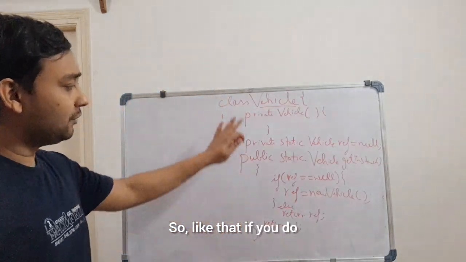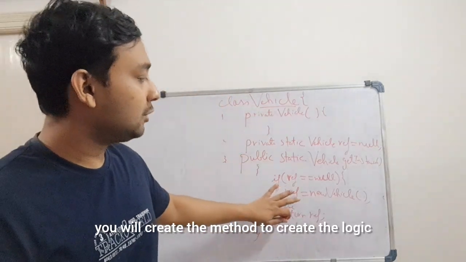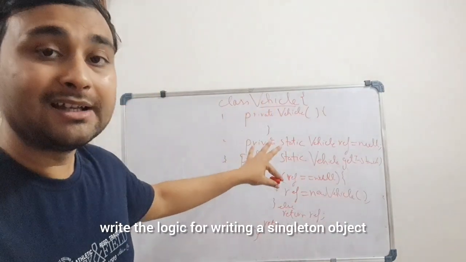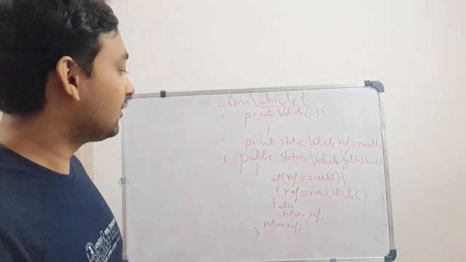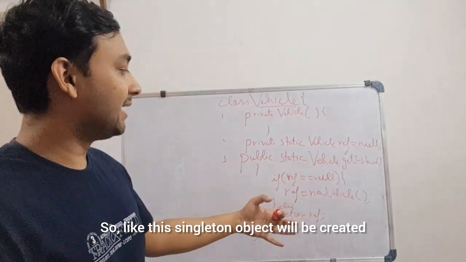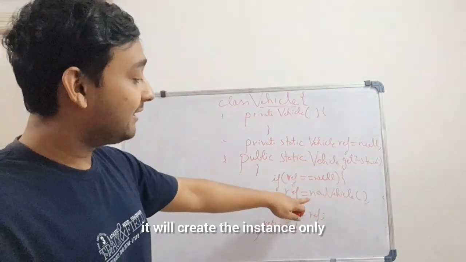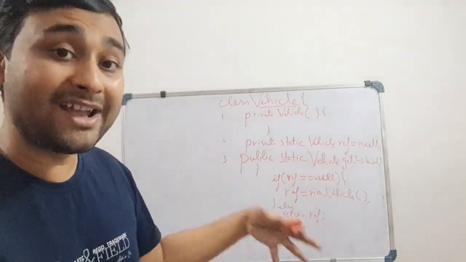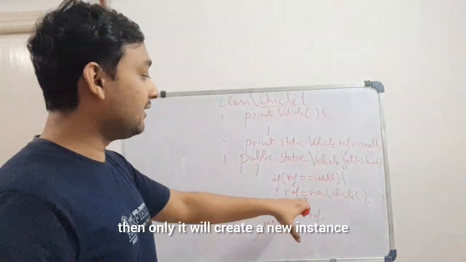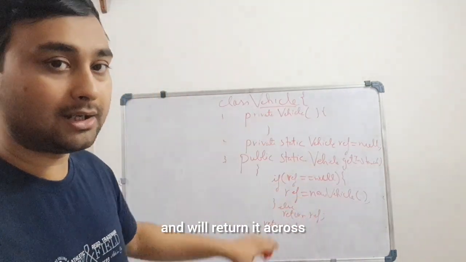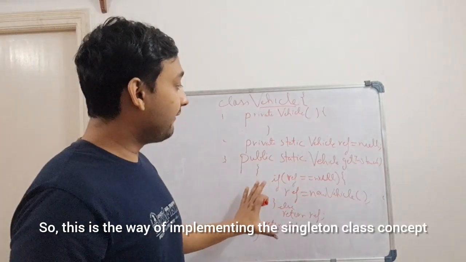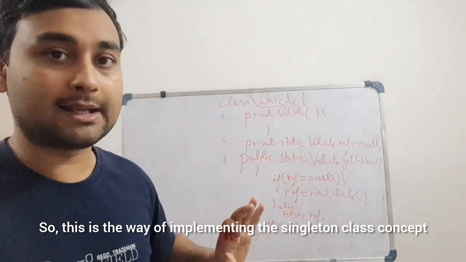Like that, you create the method with the logic for writing a singleton object. Every time it will go and check whether reference is null or not. It will create a new instance only when reference is null, and will return it across. So this is the way of implementing the singleton class concept.